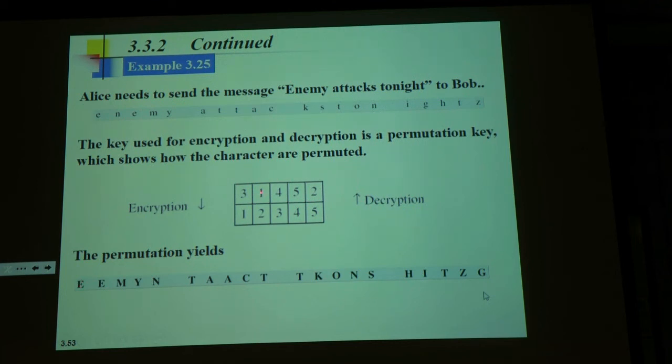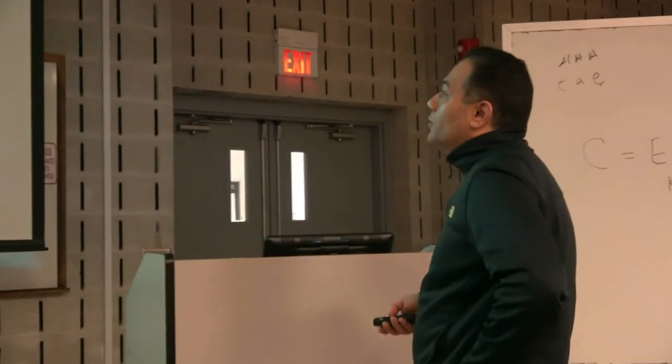The first moved to the second. What is the first? Key, it moves to the second, and so on and so forth. In encryption we do this, and in decryption we do that. That's what we call a transposition box. We're building a transposition box. It could be much more complex.